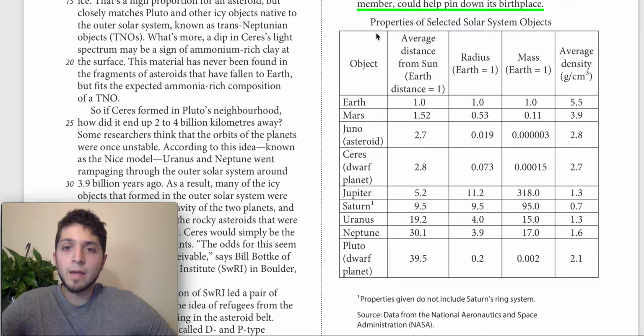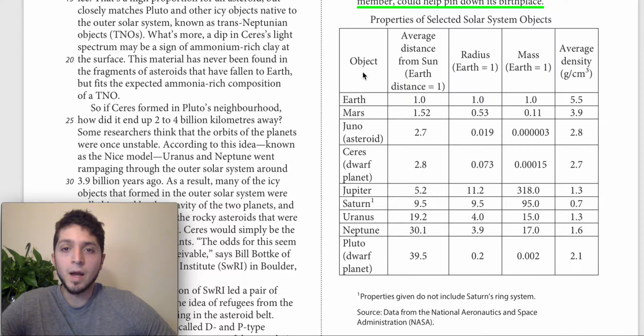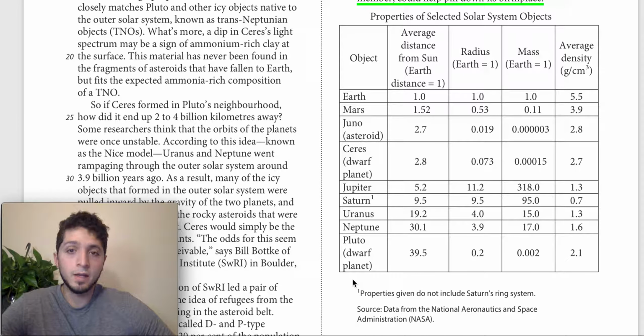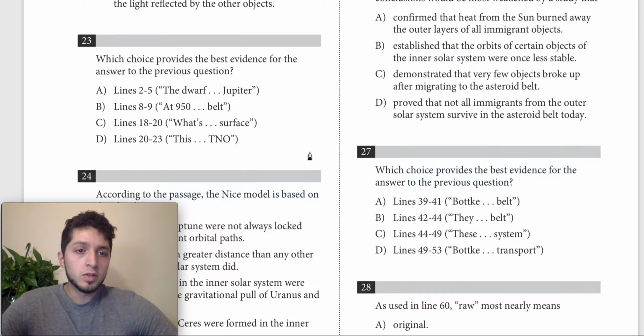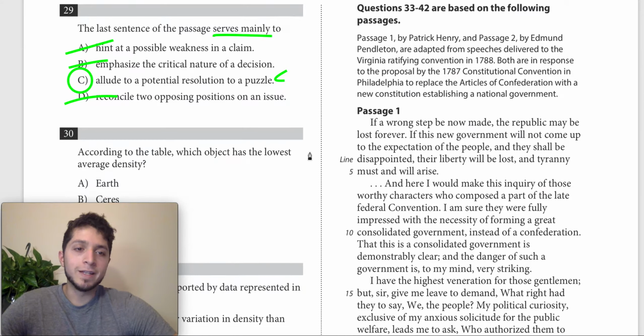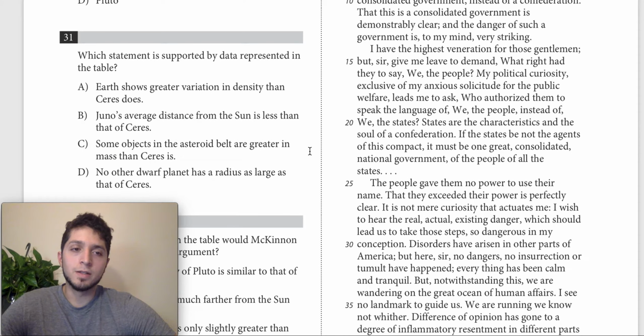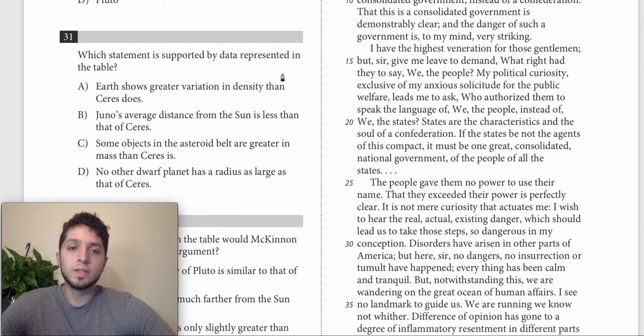So the table is measuring properties of selected solar system objects. We have the different objects listed here, and we have a few different things. We have average distance from the sun. We have the radius being measured in terms of Earth. We have the mass in terms of Earth. And we have the average density. So we can't really say in advance, there's nothing we can answer to answer 31. We have to just go through the statements one by one and see which one is supported by the table.